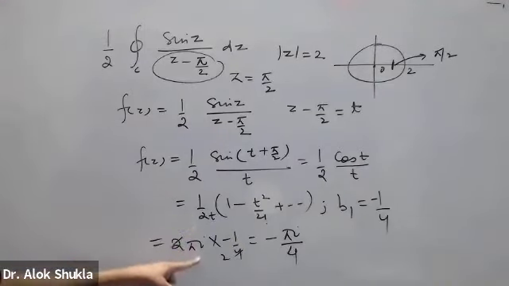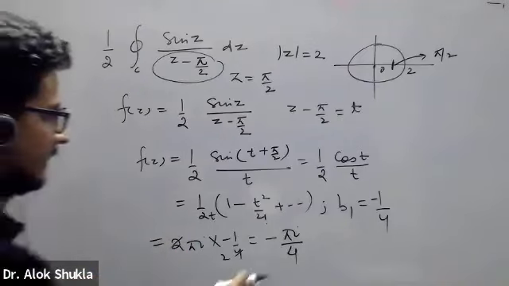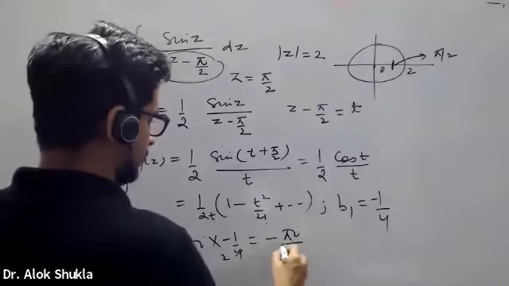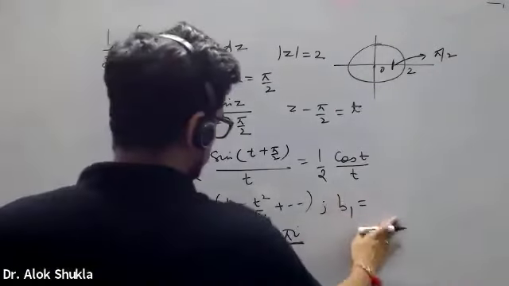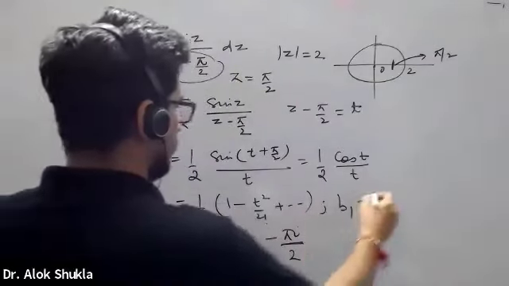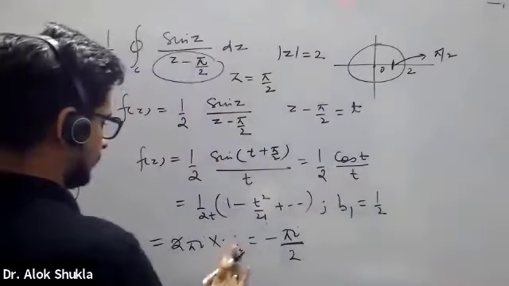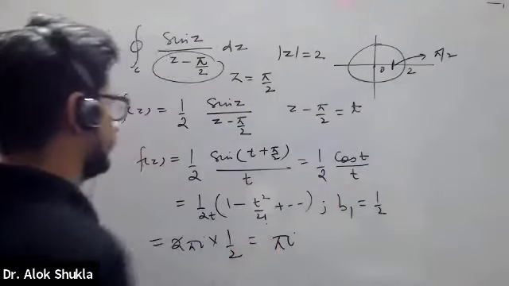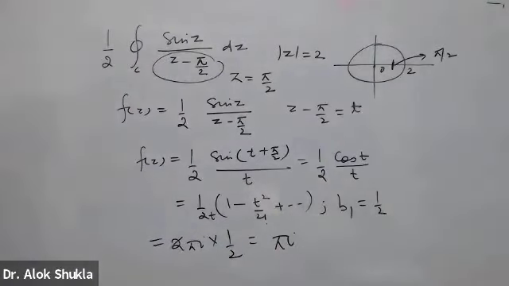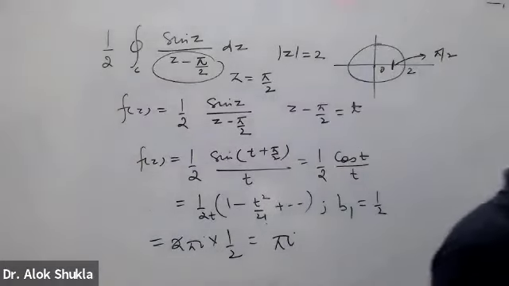Sir, b1 will be equal to 1 by 2. Oh, I cut it and wrote it again. Sir, the value of b1 is 1 by 2. Sorry, how am I writing this? The value of b1 is 1 by 2, and this will become 1 by 2, so it will become pi i. Sorry. Okay. See this, if there is any doubt.